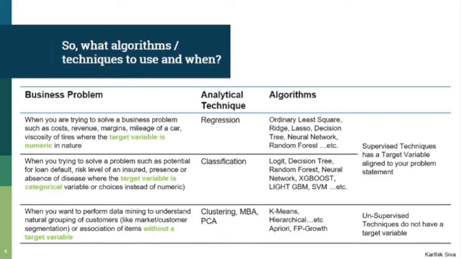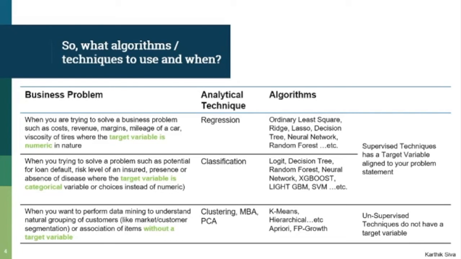So when your target variable, or variable of interest, which is derived from your problem statement, is categorical in nature, the set of algorithms that we use is called classification. Again, there are a number of algorithms like logistic regression, random forest, neural network, XGBoost, Light GBM. They all play their roles there.